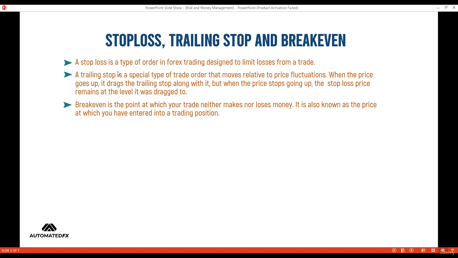Then a trailing stop is a special type of trade order that moves relative to price fluctuations. When the price goes up, it drags the trailing stop along with it. But when the price stops going up, the trailing stop price remains at the level it was dragged to. So that's a basic explanation of a trailing stop, even though we are going to look at all of these concepts practically. Then we have the last one, which is break-even.